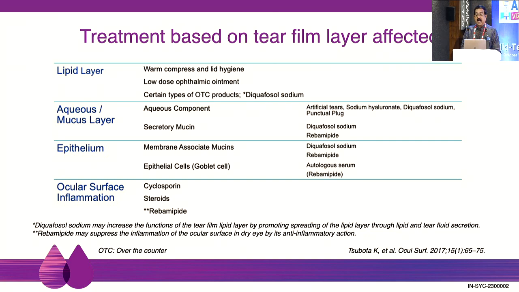The aqueous and the mucus layer. Here, of course, we have the aqueous components and the artificial tears, sodium hyaluronate, and the rest come in the punctal plug, which can actually be dispensed by the comprehensive ophthalmologist, but is not so much done, which it should be. Again, the epithelium, and here the autologous serum and rebamipide are coming up as an important aspect. The inflammation has to be identified, and if ocular surface inflammation is there, cyclosporin and steroids have to come in.